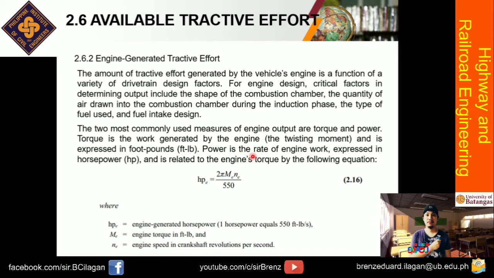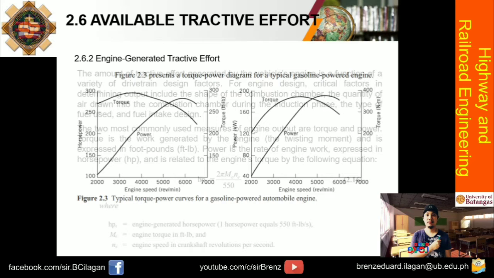So power is the rate of engine work, expressed in horsepower, and is related to the engine's torque by the following equation. So guys, if you want to know the engine generated horsepower or the HP sub E, that is equals lang sa 2 pi multiplied by M sub E or the engine torque, which is in pound-feet, times N sub E or the engine speed in crankshaft revolutions per second, over 550. Okay, so next slide.